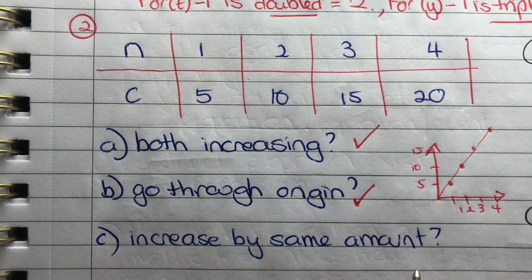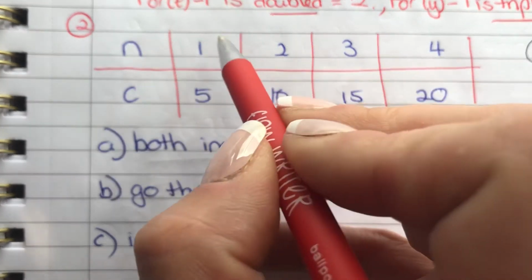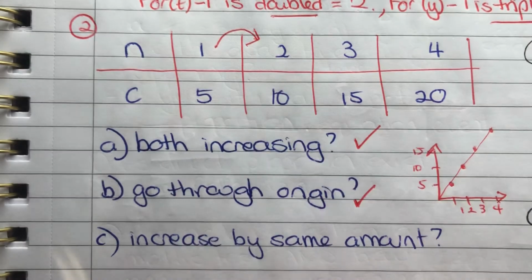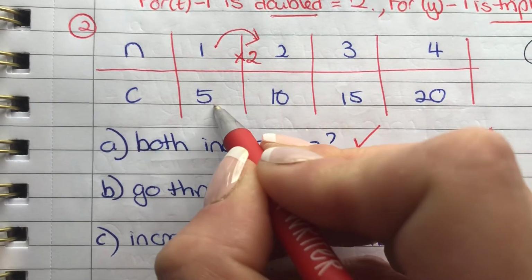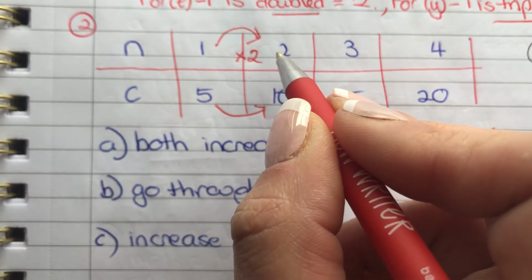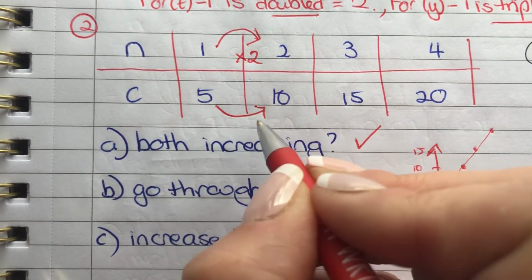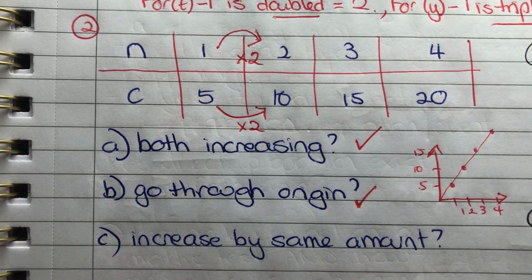Does it increase by the same amount? All right, so we're going to look here. Exactly what we did before. To get from 1 to 2, we times by 2. Now we want to check underneath if we can multiply by the same thing. To get from there to there, we had to multiply by 2. How do we get from here to here? Oh, look, we do multiply by 2. Because the same thing is happening, we would expect that it will be the case.